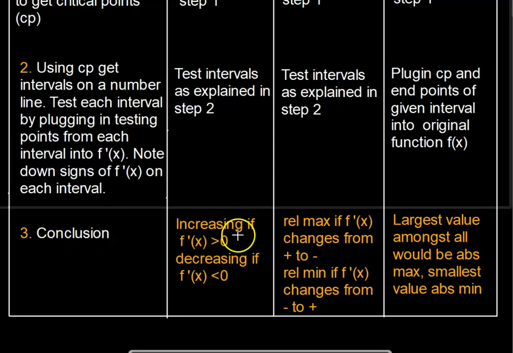The function would be increasing if the derivative is positive on some interval, and decreasing if the derivative is negative. For relative maxima and minima, if the derivative sign changes from positive to negative, then that point would be a maximum. If the derivative changes from negative to positive, then that critical point would be a relative minimum. For global maxima and minima, we look at the function values at the critical points and the endpoints as well. The largest value out of them would be the absolute maximum, and the smallest value would be the absolute minimum.